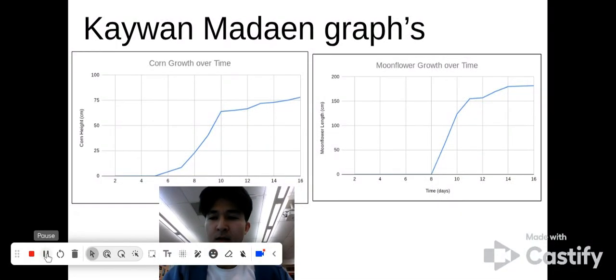I made a mistake. I meant corn and moonflower in my speaking. You could see that displayed on these graphs. So, as I was saying, our most significant observations were in the visual growth of our plants, as well as the growth of the plant roots to accommodate the increasing size.